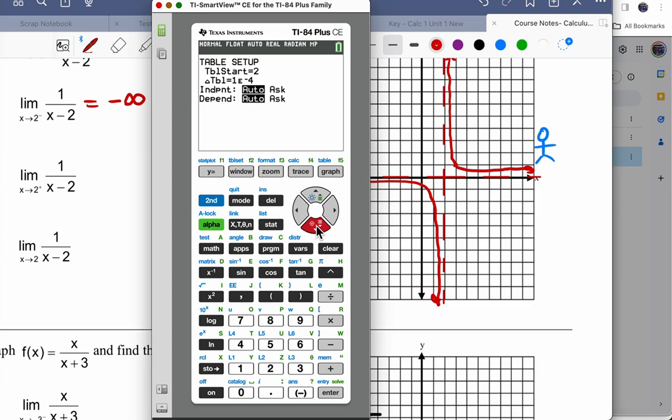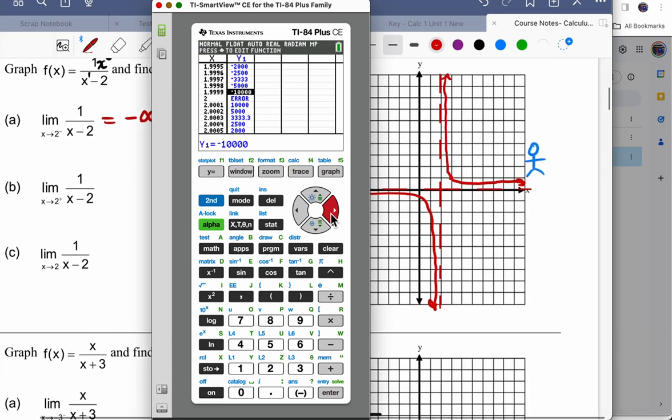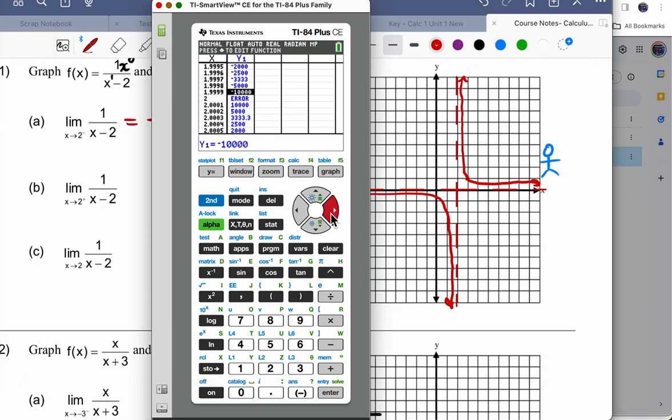All right? So limiting constant goes in for table start. This is the second window, by the way, if you missed that. Table start is whatever your limiting constant is, and then make your delta table very tiny. Go into the table again, center it around, and you could see it definitely goes towards something extremely negative. So that's a pretty good indicator that negative infinity is an appropriate conclusion.